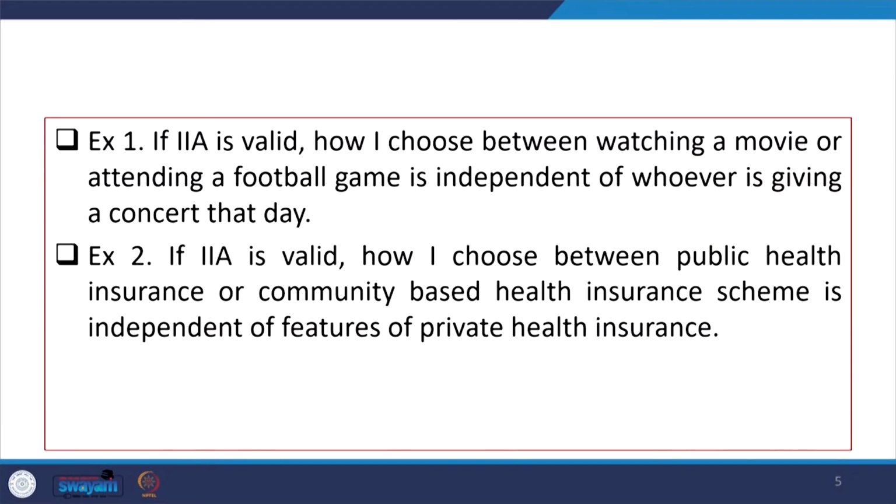Another one is, if IIA is valid, how I choose between public health insurance or community based health insurance scheme is independent of the features of private health insurance. If the choice has already been discussed between these two, and a third one is introduced, that is also not creating much difference in the model. That is why it is called independence of irrelevant alternatives.